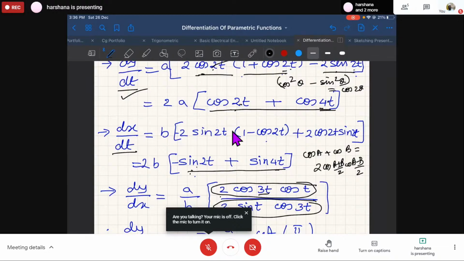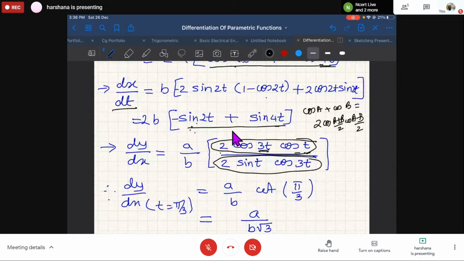(4t + 2t)/2 is 3t, and (4t − 2t)/2 is t. So we have cos. Similarly, this is in the form of sin A minus sin B. What is sin A minus sin B? It is 2 times sin((A − B)/2) cos((A + B)/2).